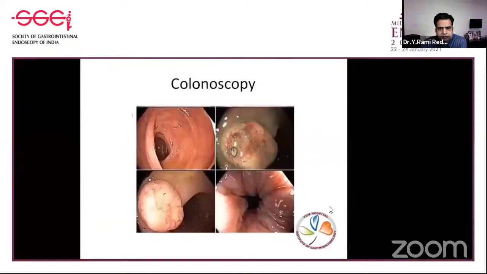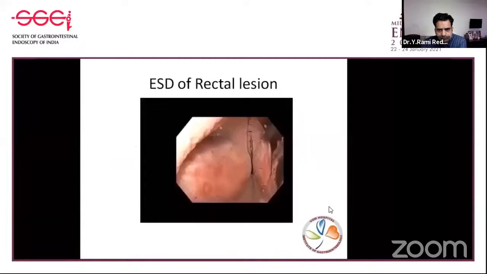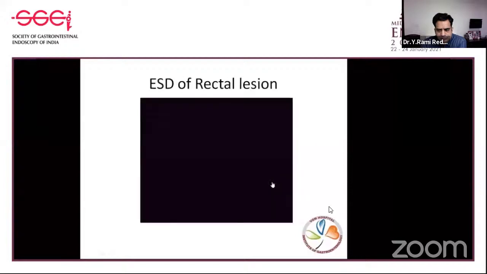So, the rectal polyp looked like probably a submucosal lesion. We went in, we did an EUS. It seemed to be arising from layer 2 or 3, and no infiltration of muscularis propria was there. And I did this ESD here. We mark the lesion around, and then after marking, we connect the points. Now we're using a TTJ knife.